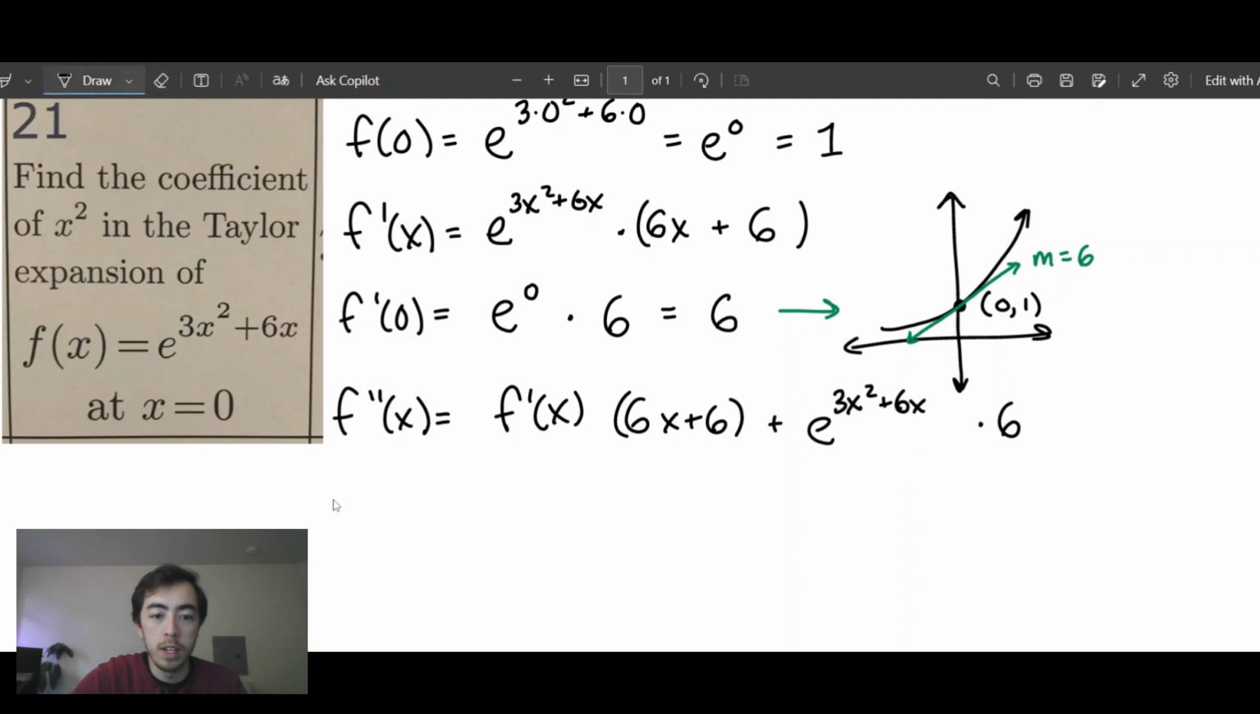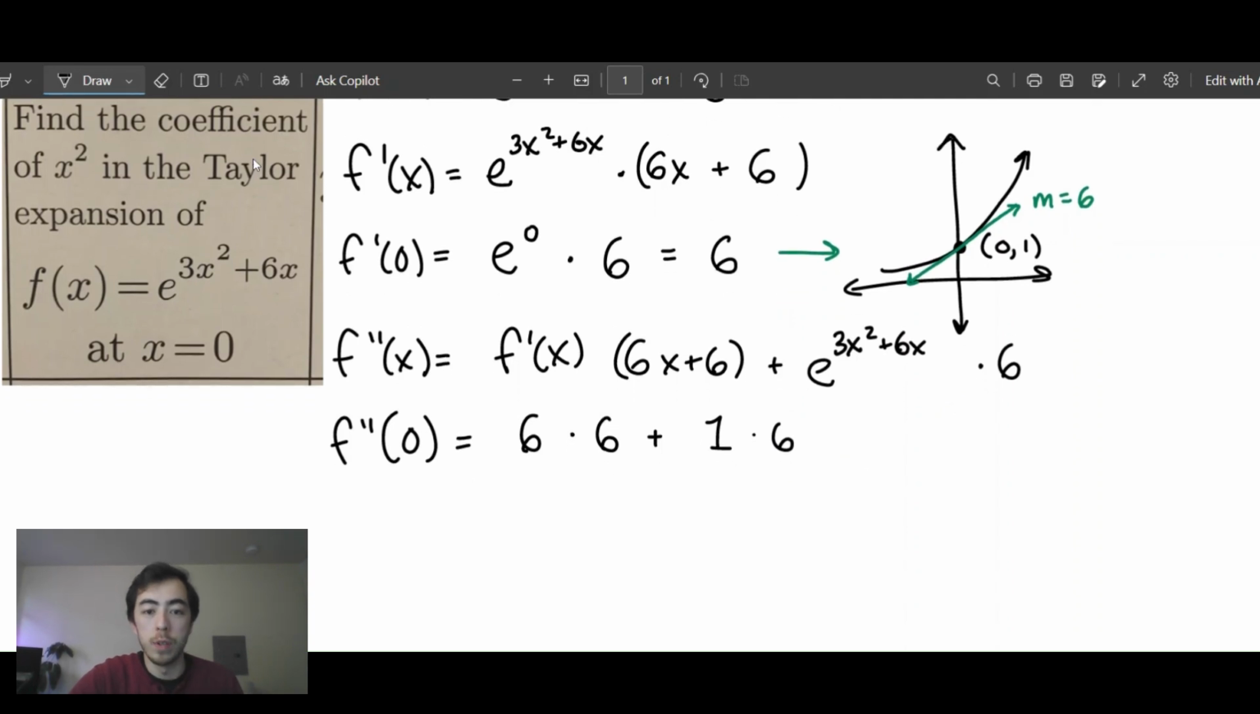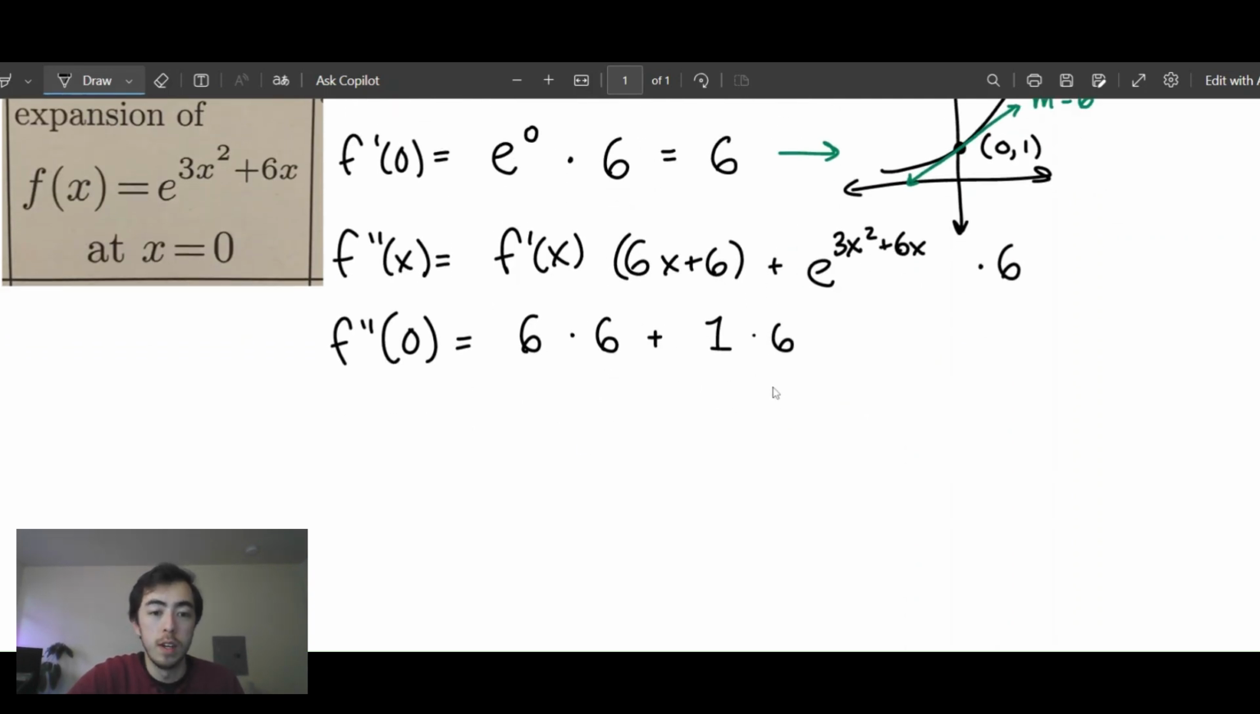And again, I want to plug it in at 0 because that's the x value that I am concerned with. And let's see, f prime of 0, we already said that was 6. Plugging in a 0 here, I get another 6 because 0 plus 6 is 6. Plugging in a 0 here, I get a 1 because that's what we already saw from the very, very start. And then it's 1 times 6. So the second derivative here is going to be 36 plus 6, or 42.